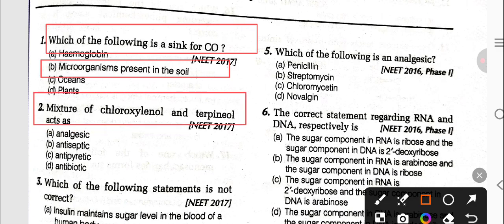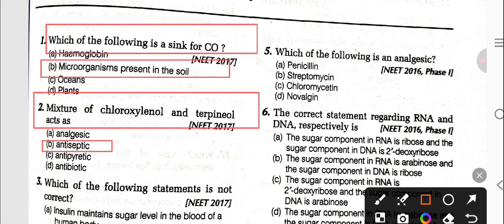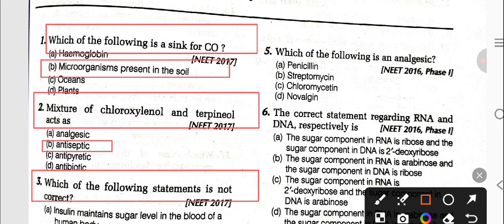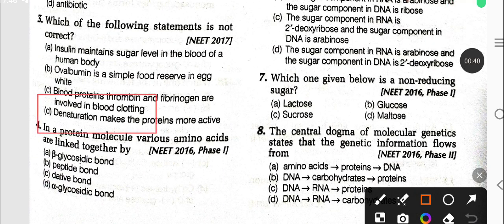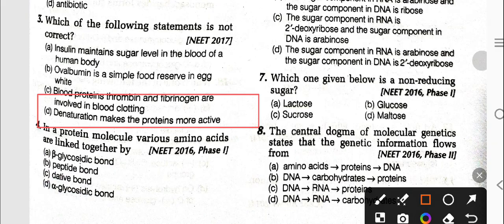Mixture of chloroxylenol and terpenol act as, so they are the component of Dettol. So they act as antiseptics. Option number B is the right answer. Which of the following statement is not correct? So option number D, that is denaturation makes the protein more active, because denaturation does not make the protein more active.